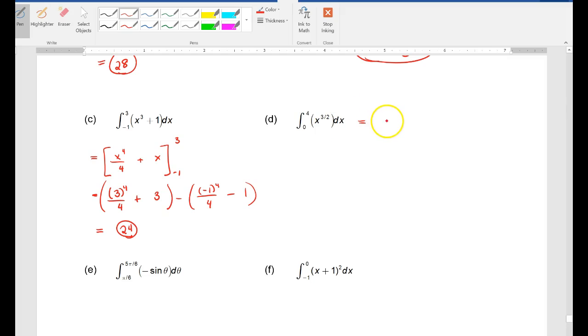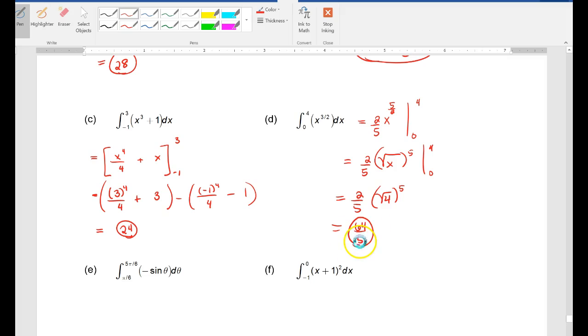Okay, the next one is x to the 5/2 over 5/2, so that's multiplied by 2/5, evaluated from 0 to 4. So we have 2/5, and that turns into the square root of x to the 5th. So I have 2/5 square root of 4 to the 5th, and then substituting in 0 just gives us 0. So we have 2 to the 5th is 32. So times 2, we get 64 over 5.